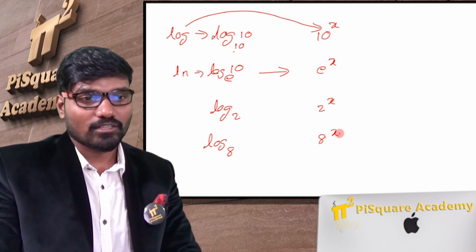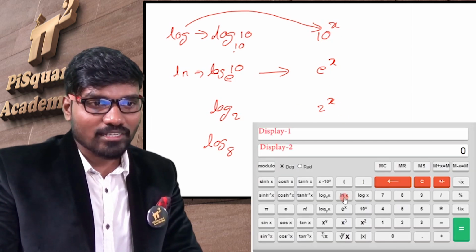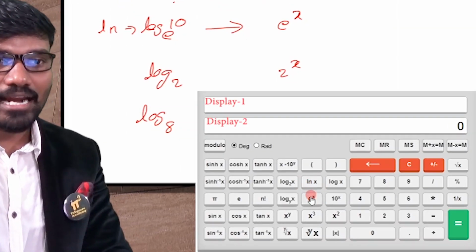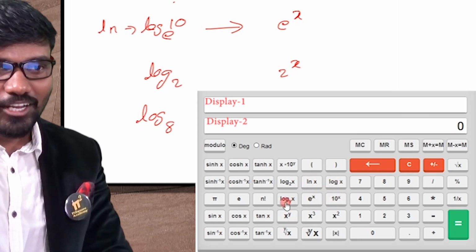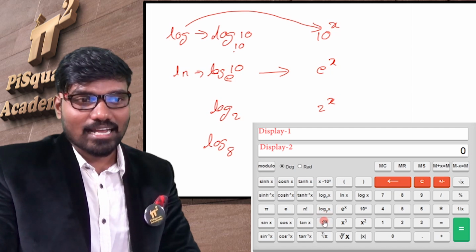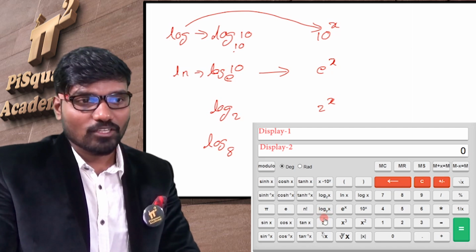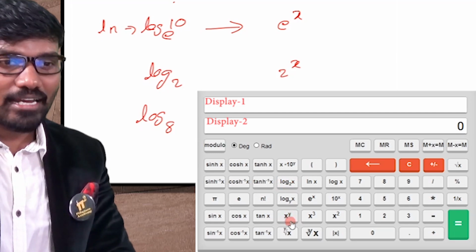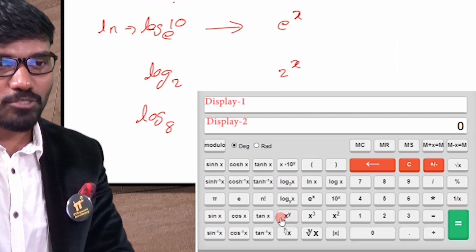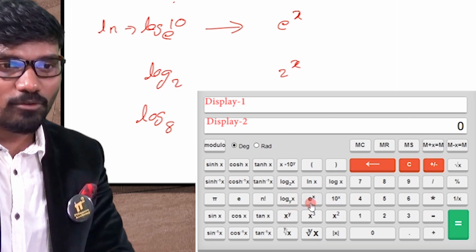Similarly, for all these operations, 10 power x, 2 power x, 8 power x, whatever, you can perform. That's why, see here, natural log and its anti-logarithm, and log base 10 and its anti-logarithm, and here log x base y and its anti-log just below that. Of course, for this the anti-log is not directly given, but I can get it from x power y.